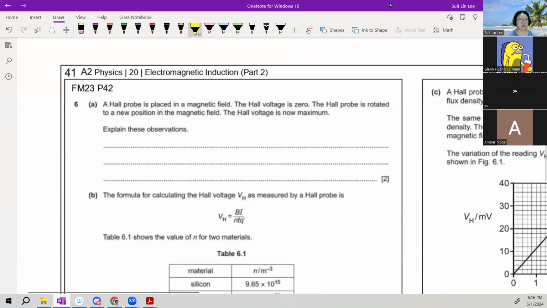So if you look at part A, it says here that if you place it in a magnetic field, the Hall voltage is 0. And then sometimes in a new position, the Hall voltage is maximum. It really depends on how the Hall probe is oriented with respect to the magnetic field. So it's worth remembering that the magnets that we are working with are most of the time electromagnets.